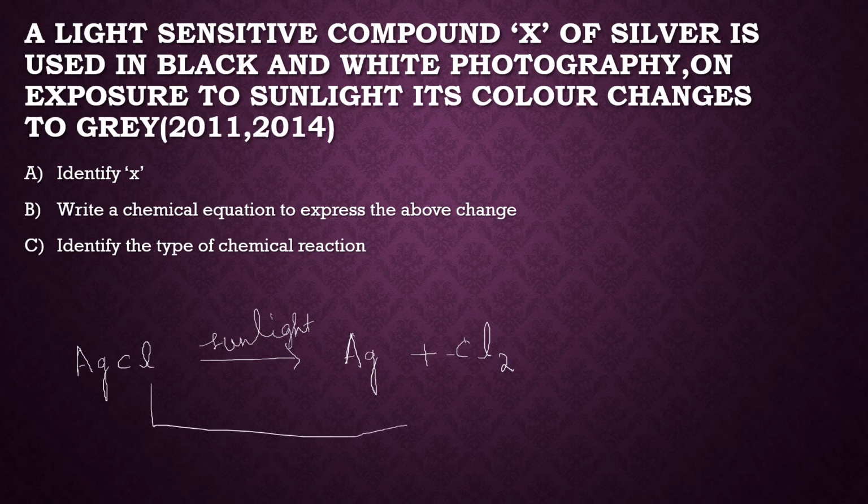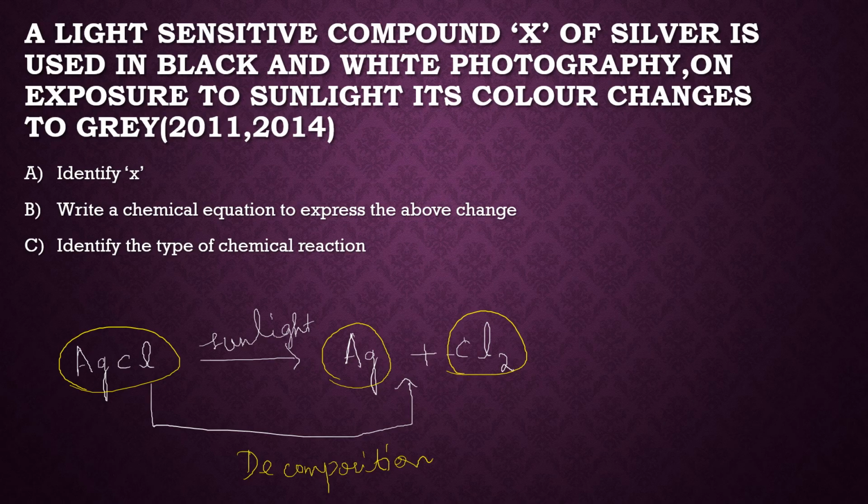Now it undergoes a process called photolytic decomposition, or in simpler terms, you can call that decomposition itself. So what is decomposition? A single reactant breaks down into one or more products. So silver is one product, and chlorine is one product. In the presence of sunlight, that's why I called this photolytic decomposition. So this is how we have to write the equation.